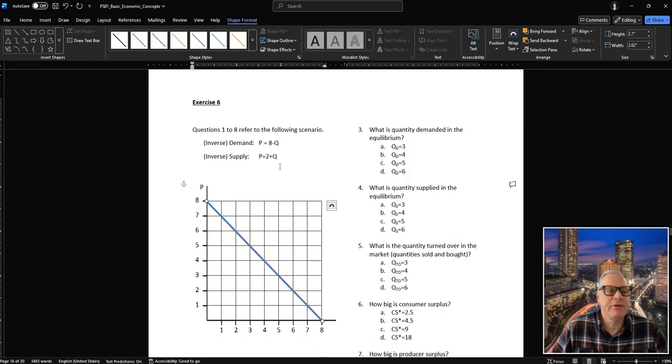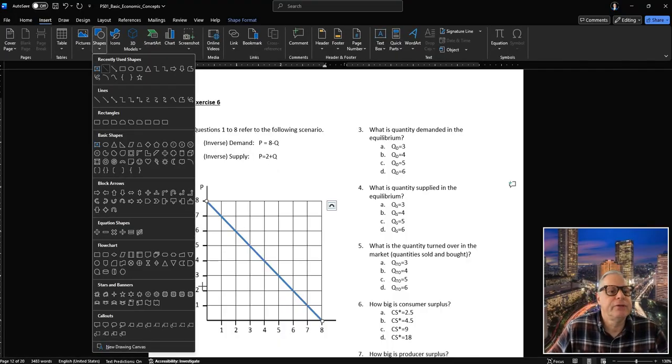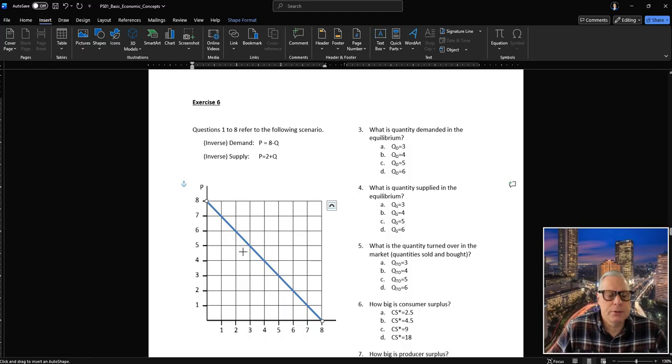And we have an inverse supply function, which starts at 2 and has a positive slope of 1. So it starts here.